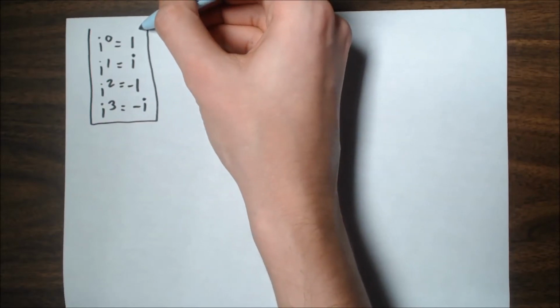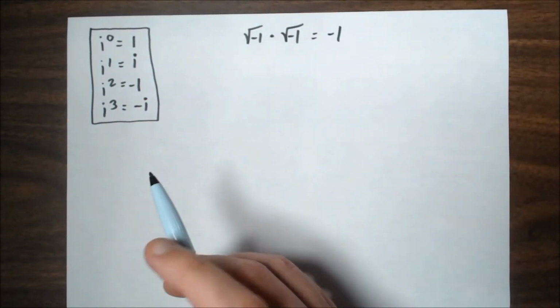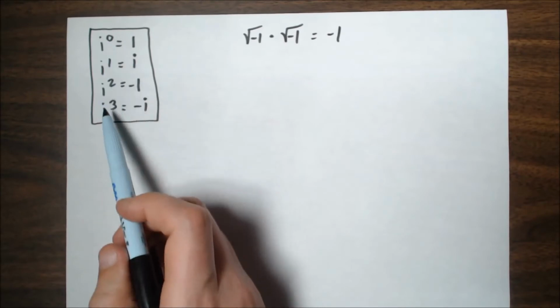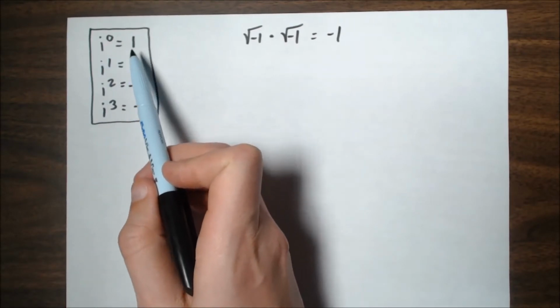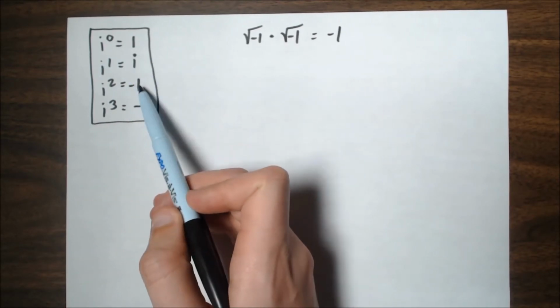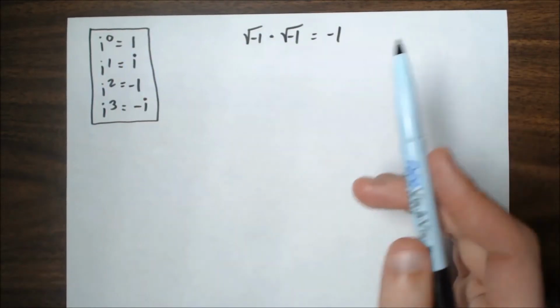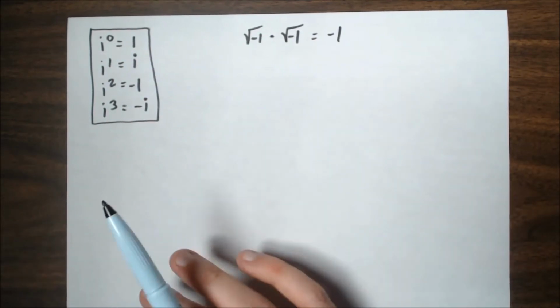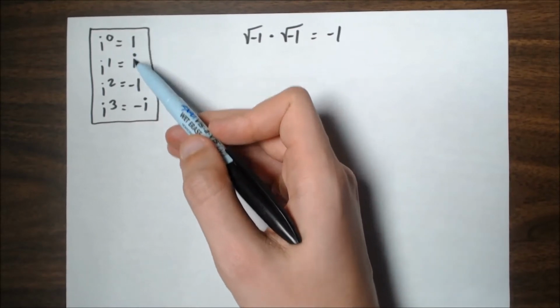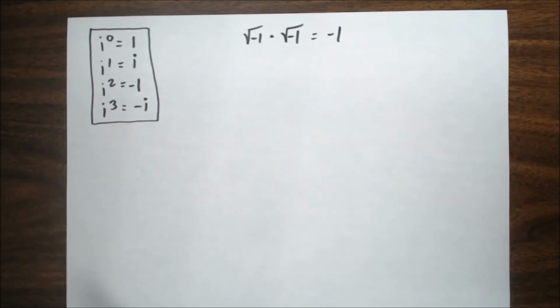You need to memorize these four, okay? And if you notice, each of these reduces to either a 1, an i, a negative 1, or a negative i. But ignoring the sign, it's either a 1 or it's an i. And as it turns out, any power of i can be rewritten as one of these four. Any whole number power of i, you can rewrite as one of these four, okay?